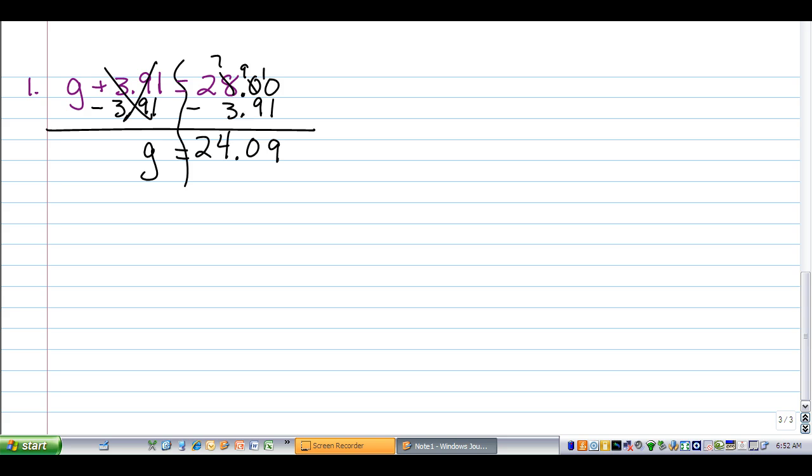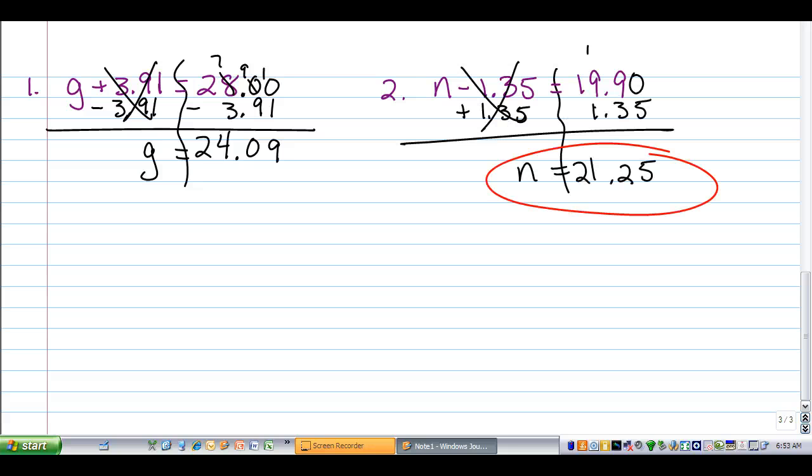All right, copy down now this problem. Let's do a subtraction problem. N minus 1.35 is equal to 19.9. Pause and then work it out. Did you get N equals 21.25? Take a look at how I solved it, compare it to yours, see what mistake you made, if you made any.